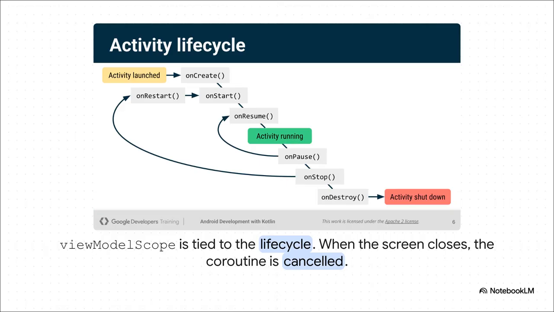And that is why viewModelScope is so incredibly powerful. It's smart. It knows about the Android lifecycle. So imagine a user starts a network request, but then they get impatient and navigate away from the screen. The ViewModel gets destroyed. When that happens, viewModelScope is automatically canceled and it takes our network request coroutine with it. No wasted battery, no wasted data, and no memory leaks. It's automatic cleanup. It's just brilliant.